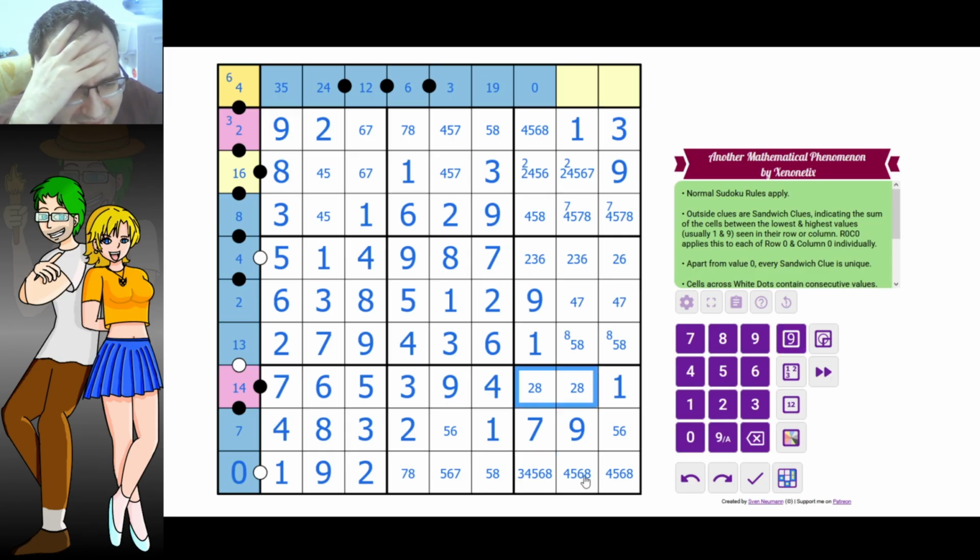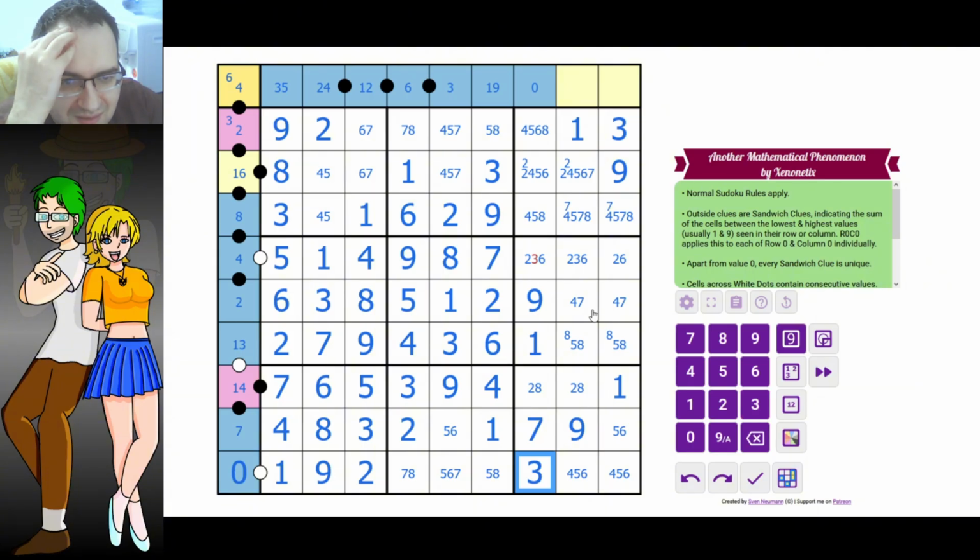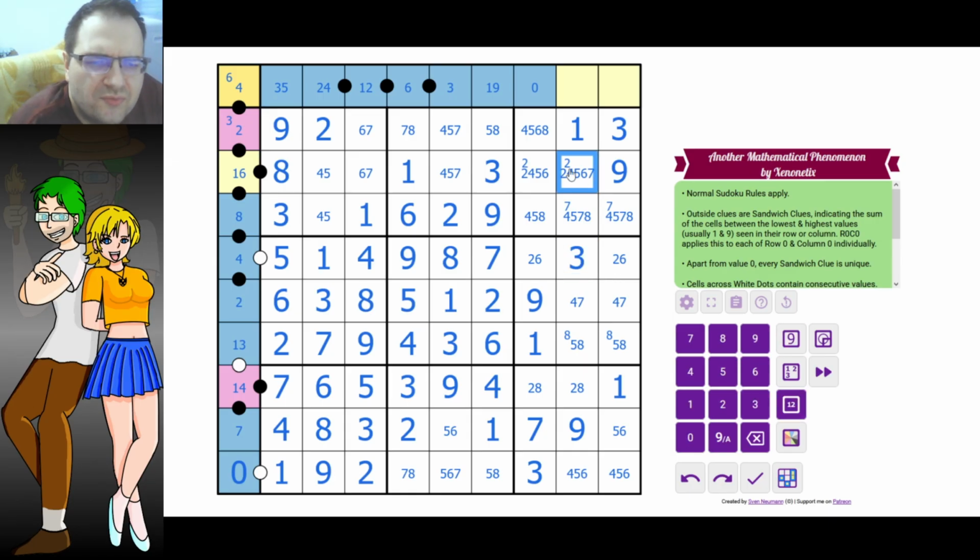Also, we have 2 8s, so I could have removed these 8s here as well, but it removed the 3, which is very important because that is now a 3. Oops. 2 6, which makes this one the 3. I think I can remove one of these numbers. Which one was it? I think I can remove the 5 here. 4, 5, 7. Yeah, I can remove the 5 from here. I'm just missing something somewhere.